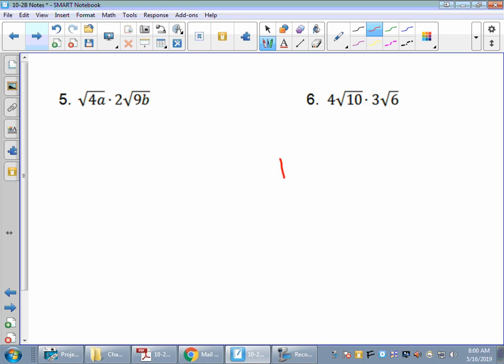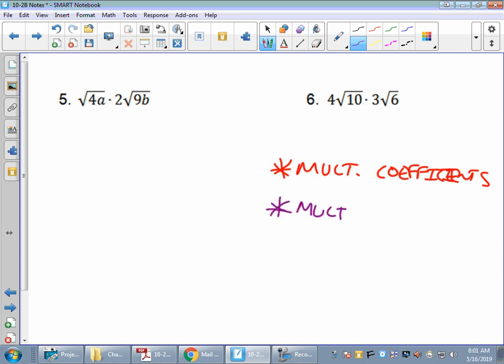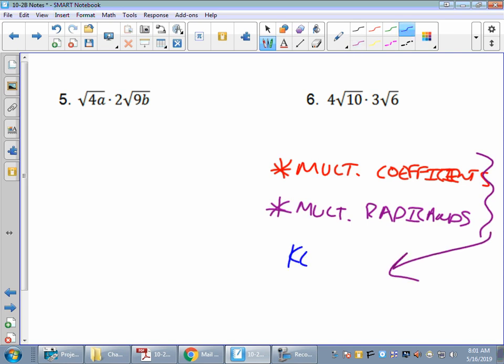So you can multiply the coefficients, those are the numbers outside of the radical. And you can also multiply the radicands, the numbers inside. We talked about that as well. But keep those separate. Don't cross and multiply a coefficient by a radicand. Okay, so we can do that, but we want to keep that separate. Keep them separate.